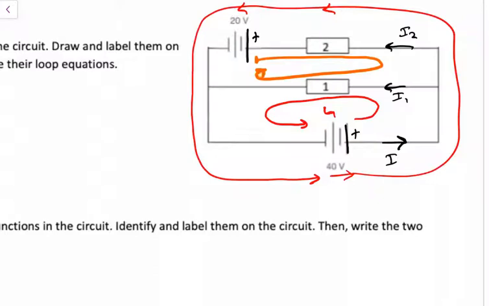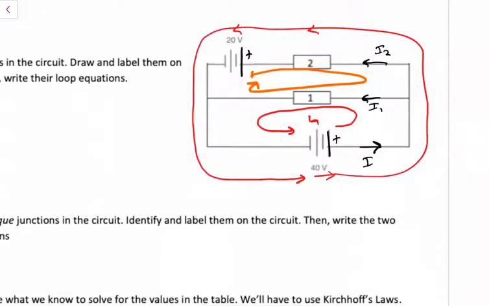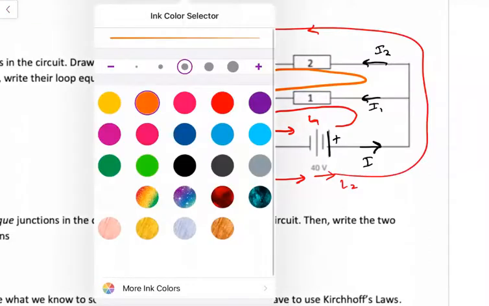It didn't work. There we go. Starting with this terminal. So I have loop 1, I need to label loop 2, and then I have loop 3. Oh, I need to make that smaller, that's why.